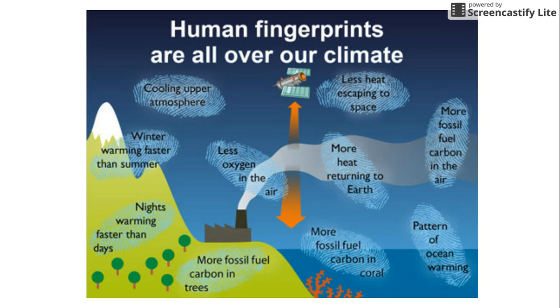And if you were to look at how humans are actually impacting our climate all over, you'll notice that we have more fossil fuel carbon in coral, more fossil fuel carbon in trees, in general, more carbon. We have ocean warming patterns, less oxygen in the air, the winters warming faster than the summers, and we have less heat escaping into space.